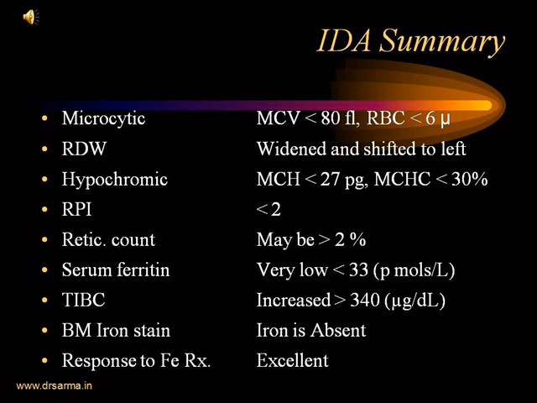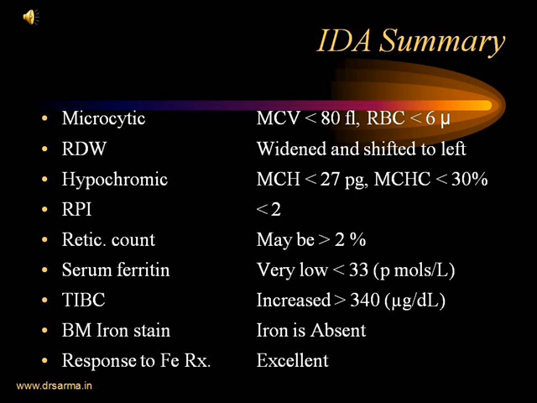We all know that iron deficiency anemia is the commonest form of anemia. What are the features of iron deficiency anemia in summary? Iron deficiency anemia is microcytic. The cell size is less than 6 microns. The mean cell volume is less than 80 femtoliters. Red cell distribution width is widened, more than 14, and it is shifted to the left. The curve of the RDW is shifted to the left. The RBC are hypochromic.